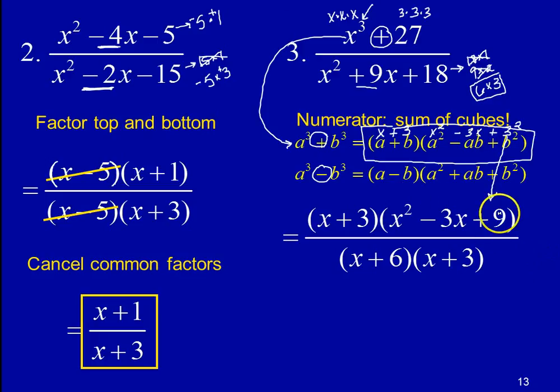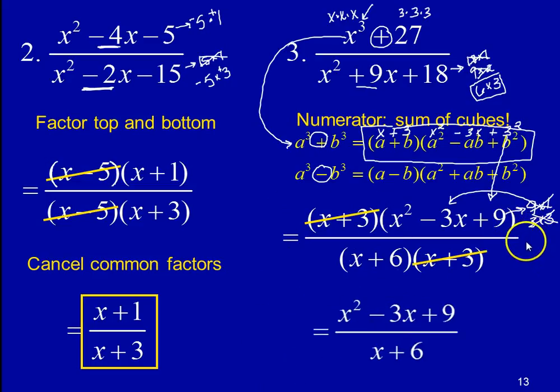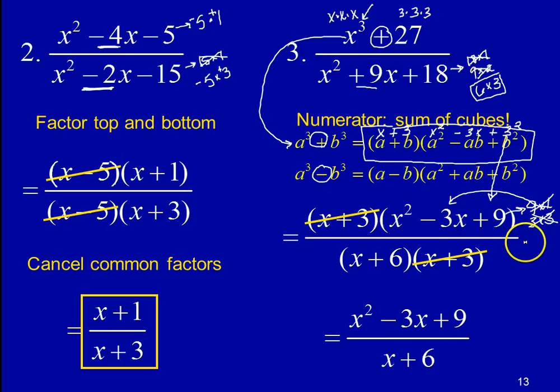Now, can I factor this? This 9 is 9 times 1 or 3 times 3. Well, either one of those would have to add to 3. 9 and 1 don't. 3 and 3 don't. So since I can't factor this, it stays. So when I'm looking at this, the only thing that I have same on top and bottom is that x plus 3. So my answer is x squared minus 3x plus 9 divided by x plus 6.